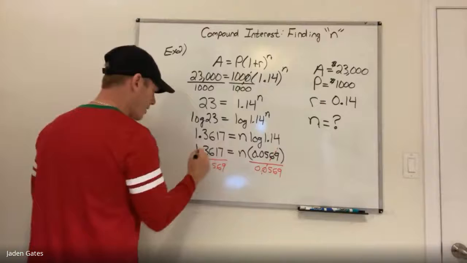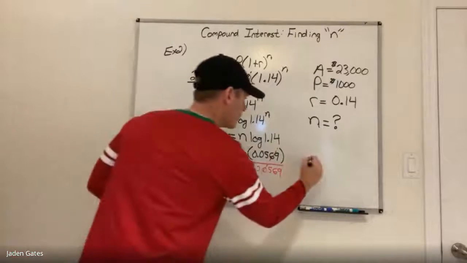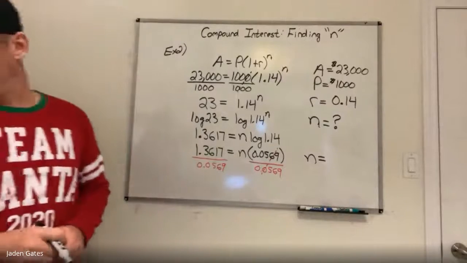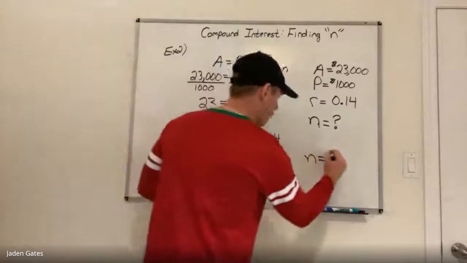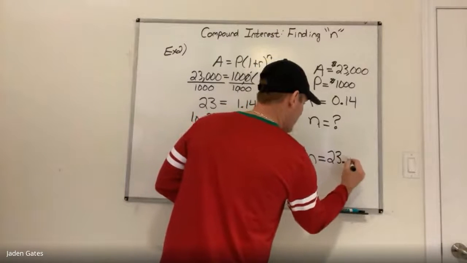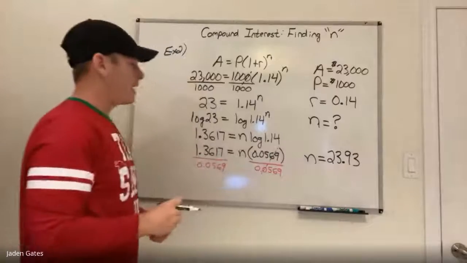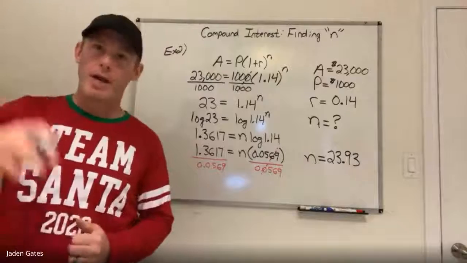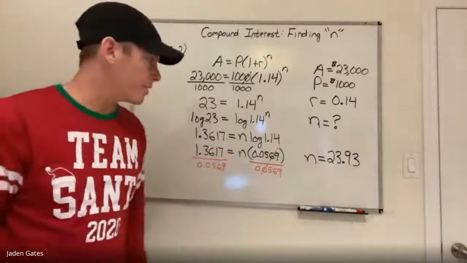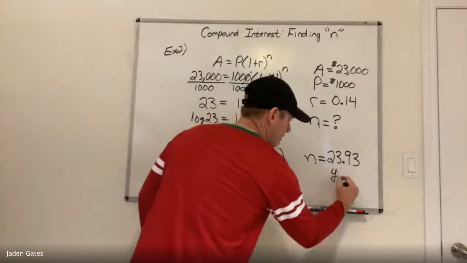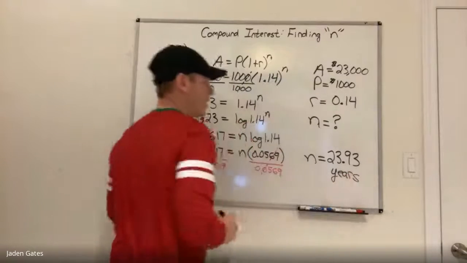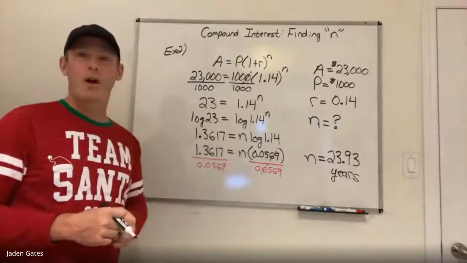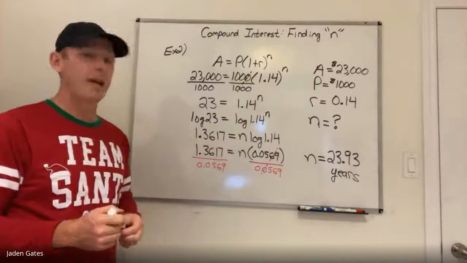And let's see here. I take those two, divide them out. And so my n value is, whoa, well, that's what I would expect, I guess, 23.93. And again, we're looking for units here. Because this was compounded annually, that means this is the number of times the interest is added. So in fact, this time is also in years. So it would take almost 24 years, thankfully, if you borrowed $1,000 to get to $23,000 if it was compounded annually.